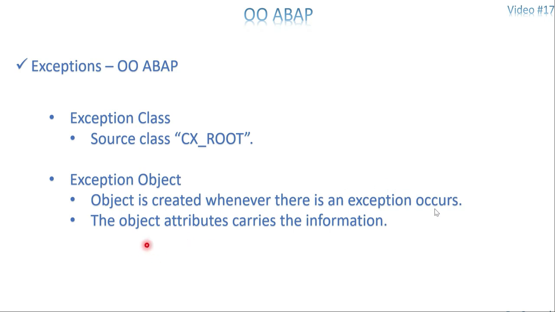And exception object attributes carry the information. Exactly. The object has its own parameters. It carries the message, whatever you have to deliver to the user. So you need an object if you want to access anything inside your exception class.